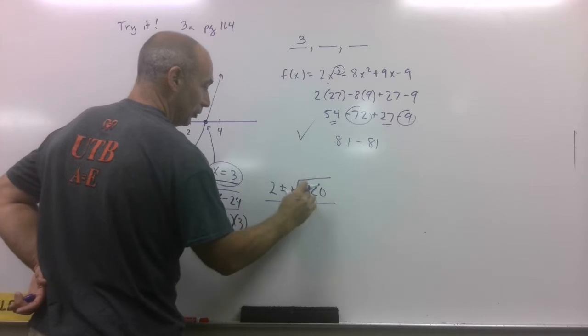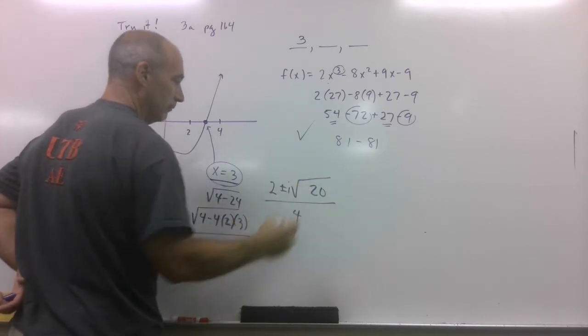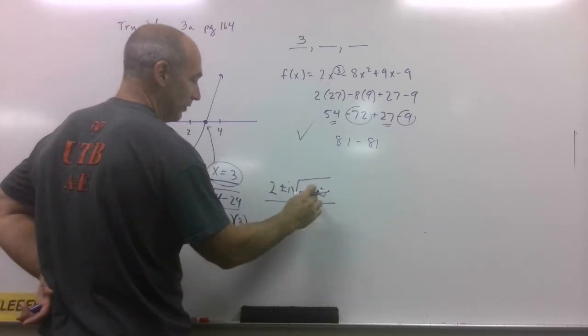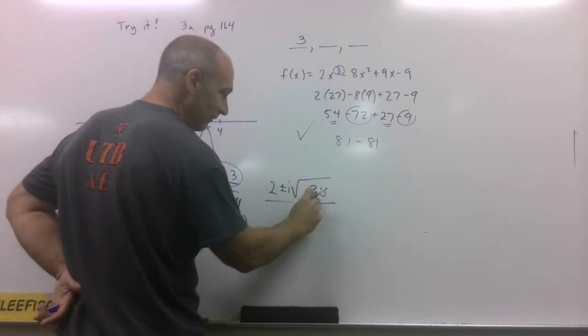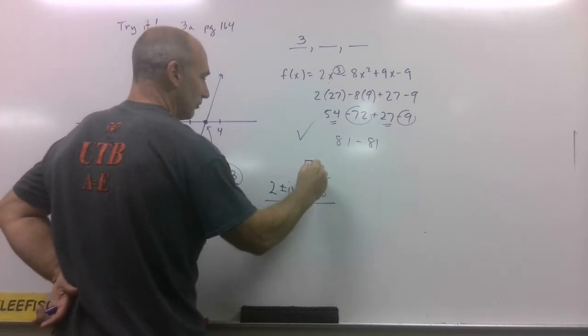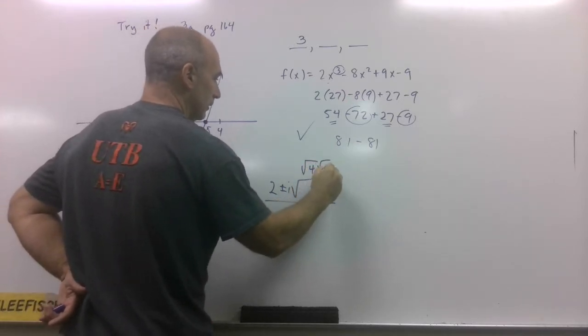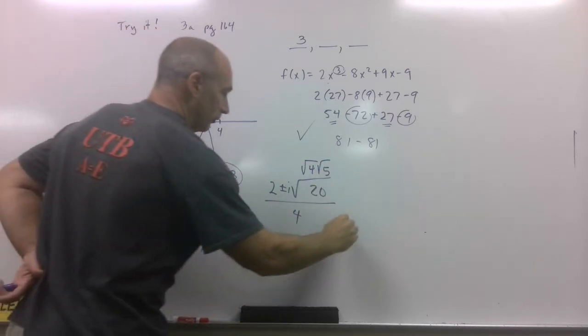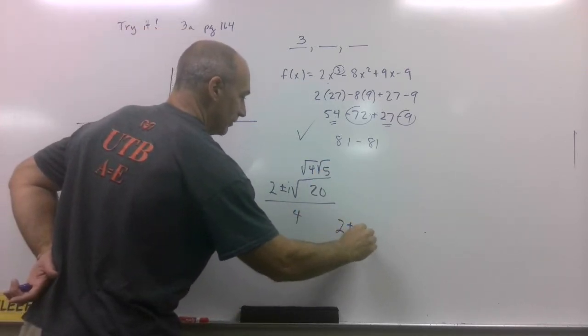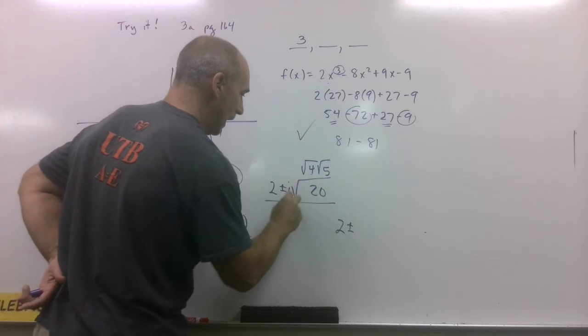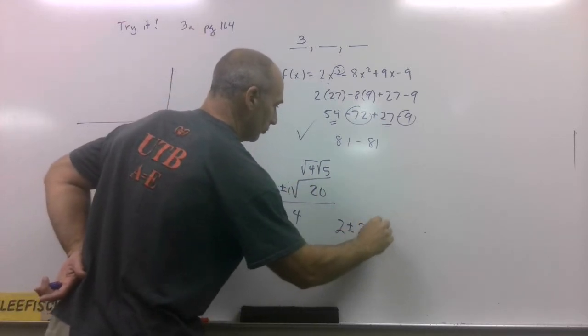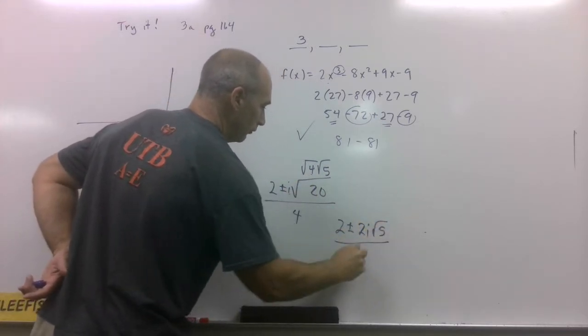Now, first thing I'm going to do is take the i out. Second thing I'm going to do is reduce that. Now, this book might get lazy and leave it like that, but I think that's really naughty. So I'm going to go ahead and keep going. So 2 plus or minus, that's a 2i square root of 5 all over 4.